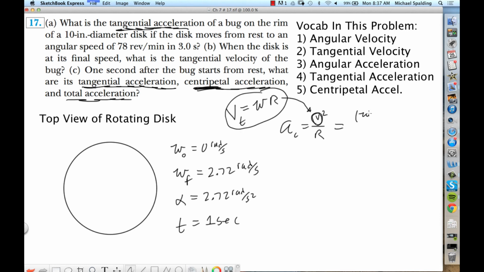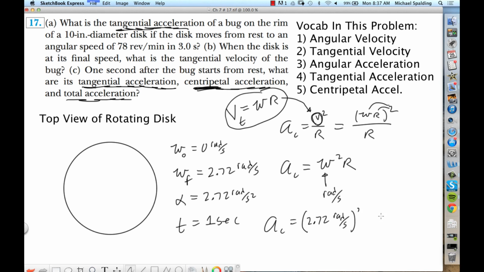So this is going to be angular velocity times radius squared over r. So this gives us centripetal acceleration equals angular velocity squared times r, right? So you got to distribute that. And then one of the r's cancels. This must be in radians. Okay, what's the angular velocity at t equals 1? 2.72. The radius is 0.127. So this gives us a centripetal acceleration of 0.94.